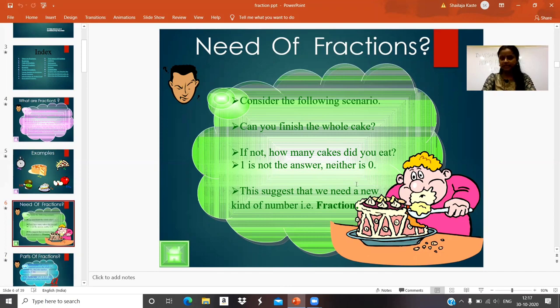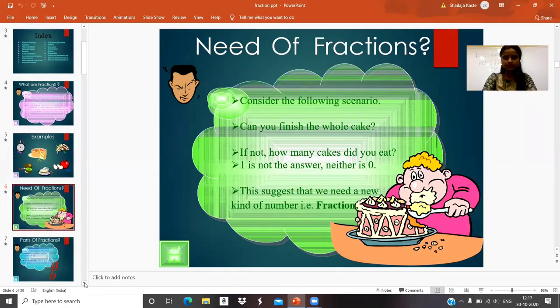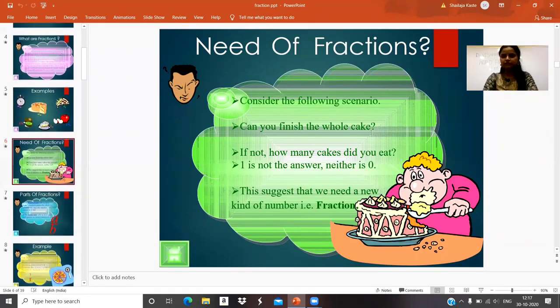So fraction is important whenever you want to share something with your friends, with your family, with your mother, with your siblings. For distribution purposes, fraction is important. Now we are going to learn more about fractions.